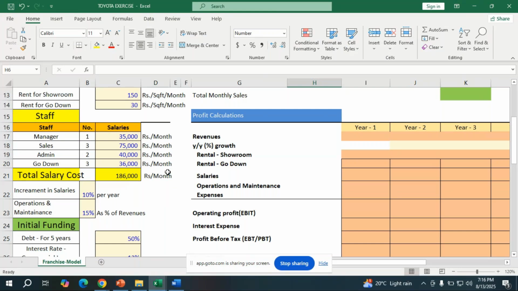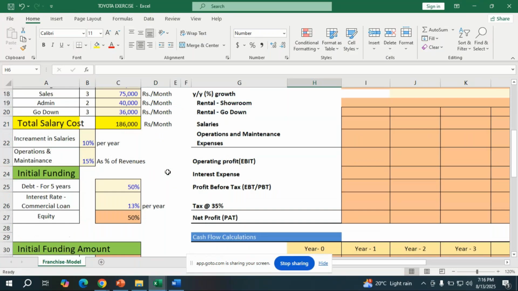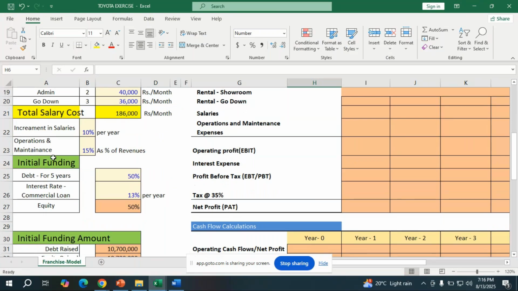And a 10% increment every year in the salaries is mandated, and the operation and maintenance expenses are 15% of the revenue. And as I've told you, 50% of the total investment is sanctioned as debt, and the remaining 50% obviously goes towards equity. And what is the rate of interest sanctioned for the loan? It is 13% per year.